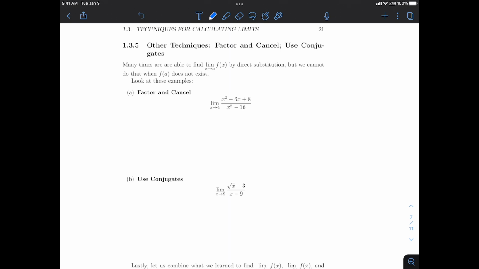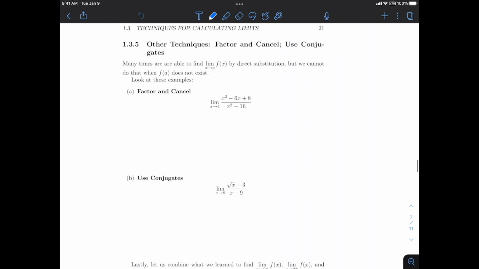When you're not allowed to directly plug in or directly substitute your x value into the expression when calculating a limit, you have to use some sort of other technique to get to a position where you can do that. So the first one, and the most widely and commonly used one, is called factor and cancel. I call it that. And it basically consists of doing exactly that, factoring and then canceling.